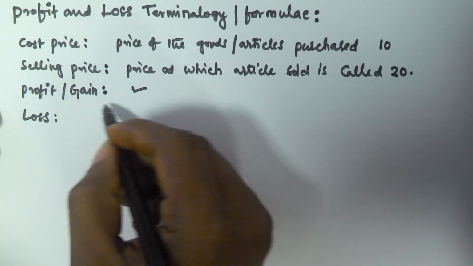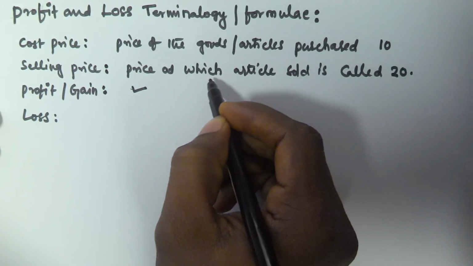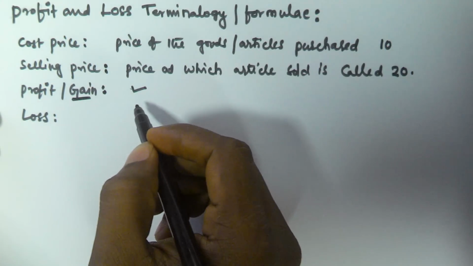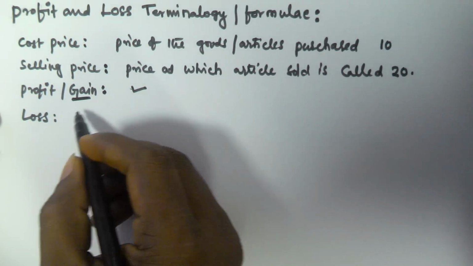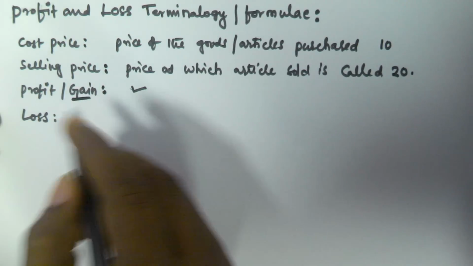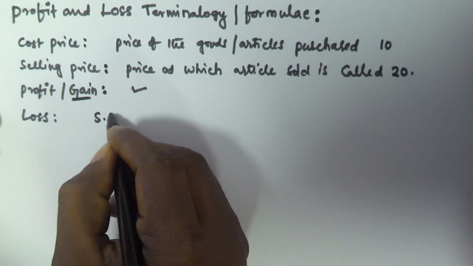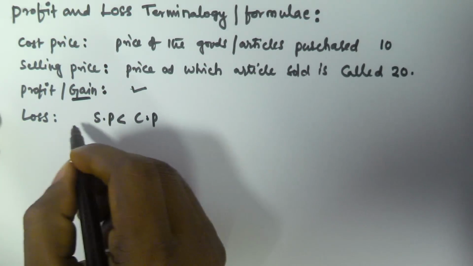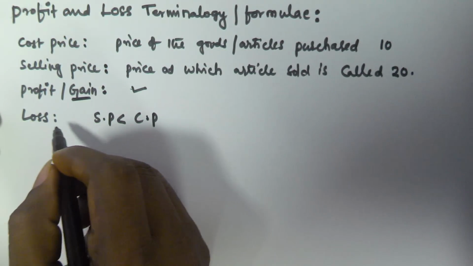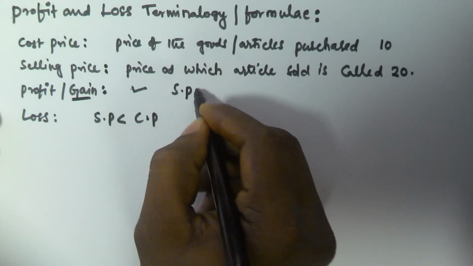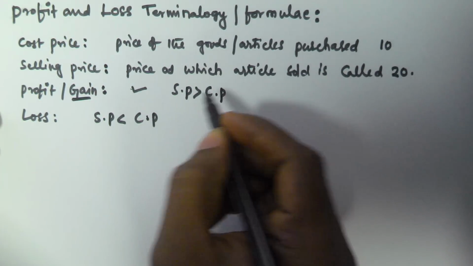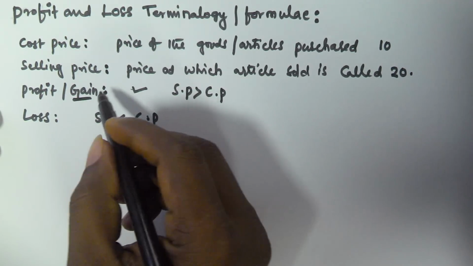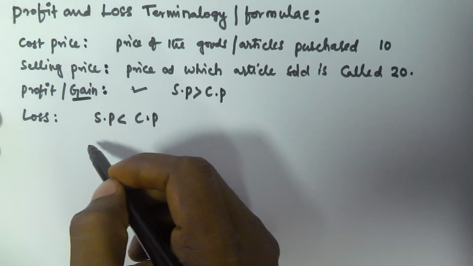So profit or gain is when the selling price is greater than the cost price. Loss is when the selling price is less than the cost price. Then the seller is said to have a loss, so there is a loss incurred. Whenever the selling price is greater than the cost price, the seller has a profit or gain. These are the main four terms we use in profit and loss.